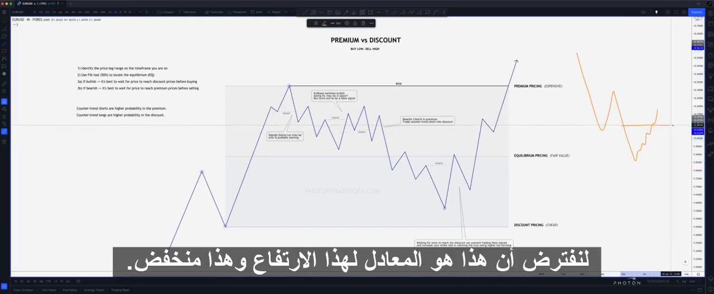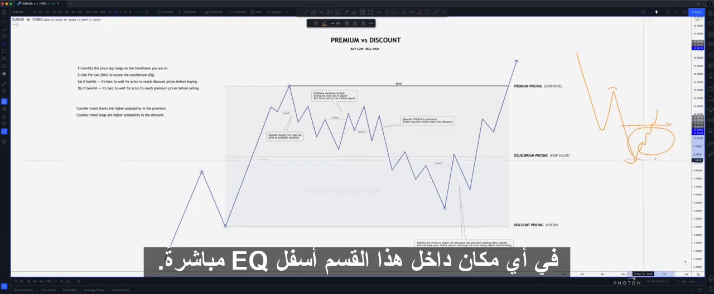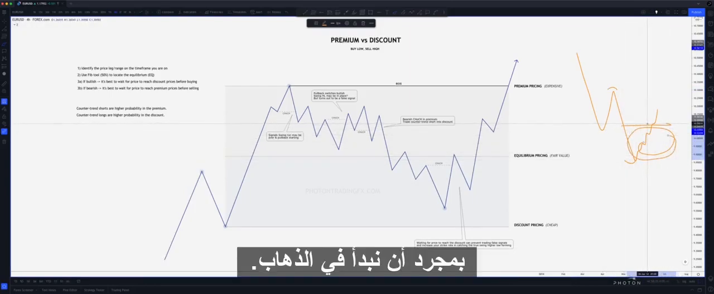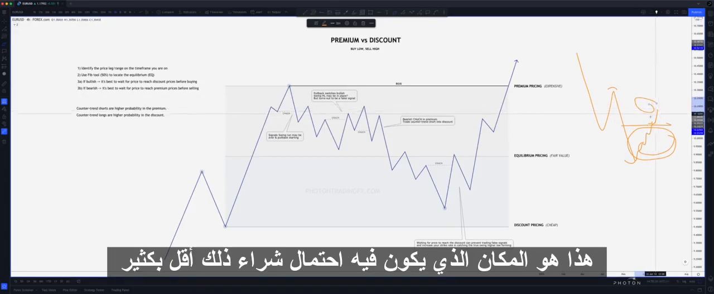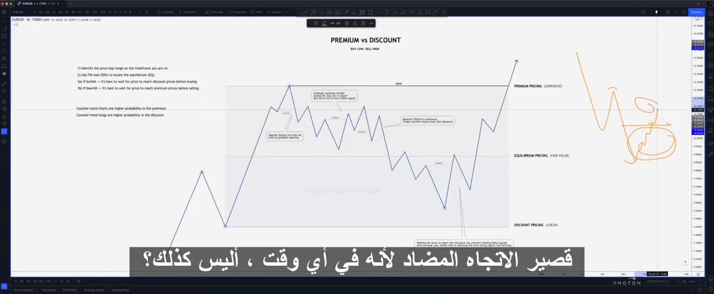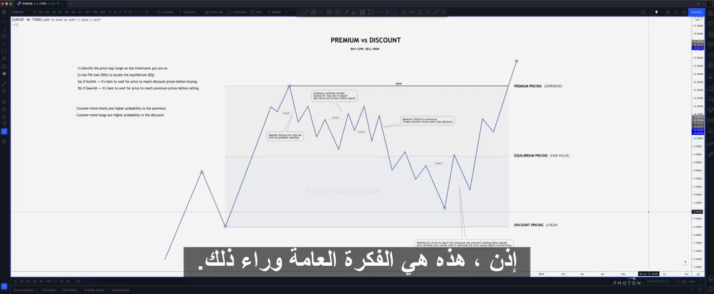Let's say that this is the EQ of this high and this low. Then the counter trend longs are going to be higher probability anywhere within this section, right? Below the EQ. As soon as we start to go above the EQ and now we're in the premium price of this leg, that's where it's much lower probability to be buying that counter trend short, because at any point, right, that lower high could be about to go. So that's the general idea behind that.